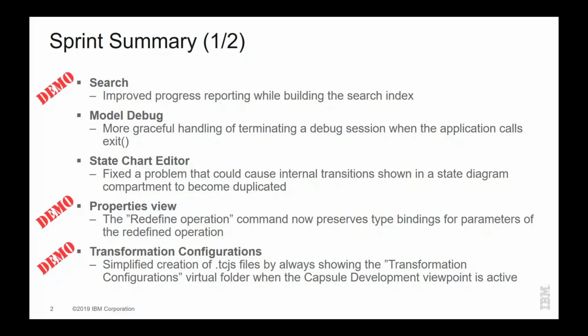Then we also fixed a problem in the state chart editor, which was related to internal transitions and the fact that they could become duplicated in some situations. In the properties view, we fixed a problem related to the command redefine operation. So now if you use this command, the type bindings for parameters will be preserved.